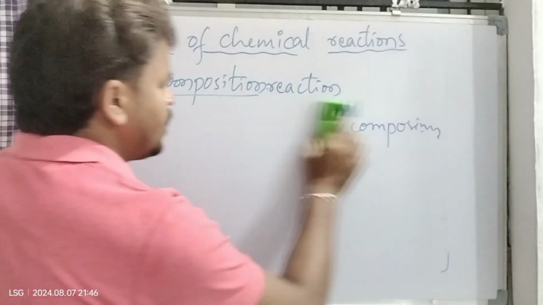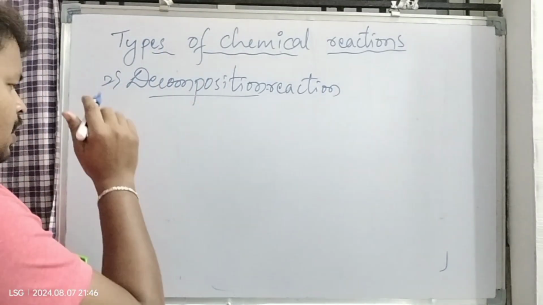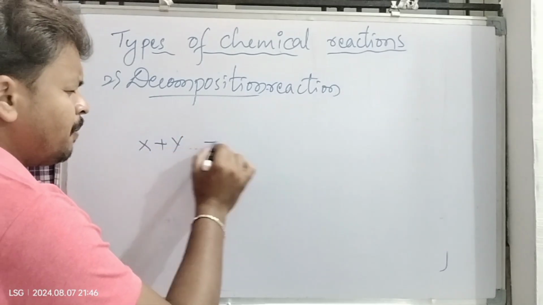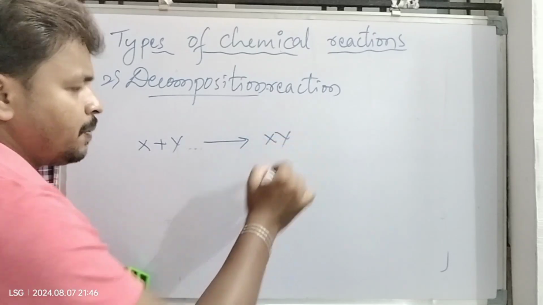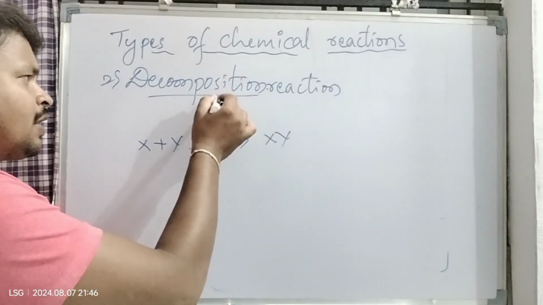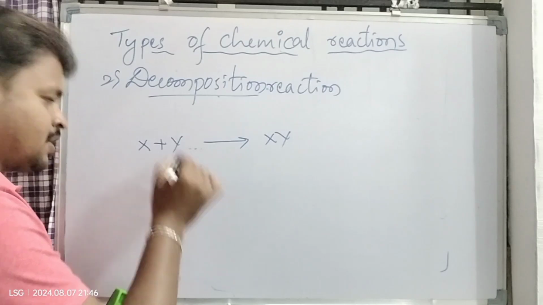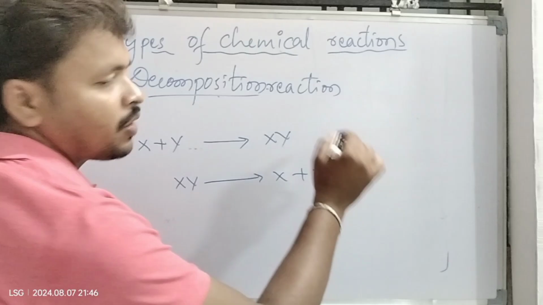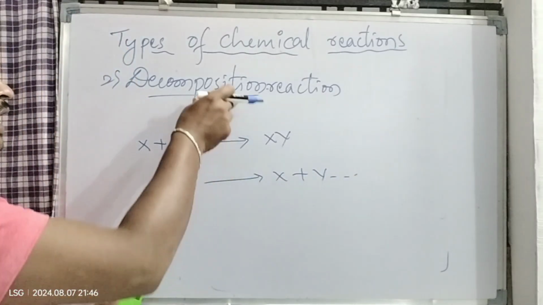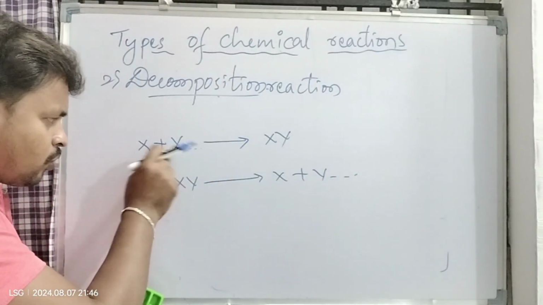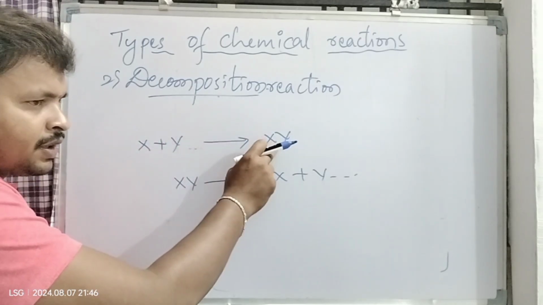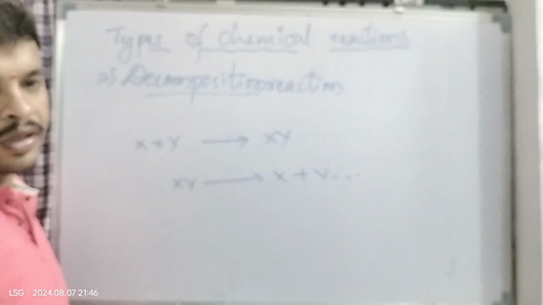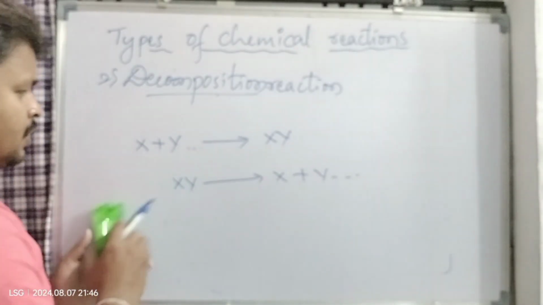How do we say that here? See, what we said is that in the combination reaction, two or more reactants combine or react with each other to form a single product. But in the decomposition reaction, it is the opposite: a single reactant breaks down into two or more products. It is entirely opposite. Here two reactants and one product, but here one reactant and two or more products. This is decomposition.